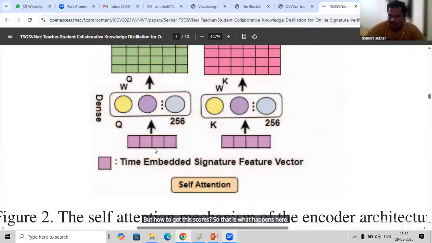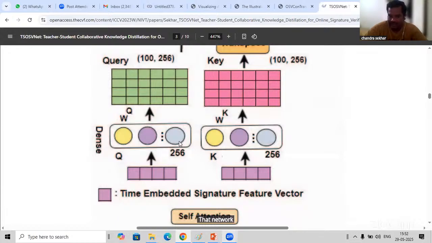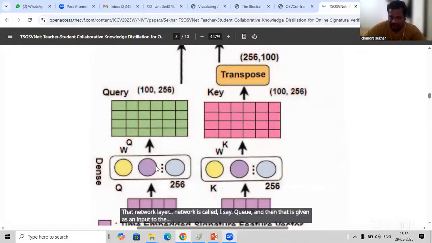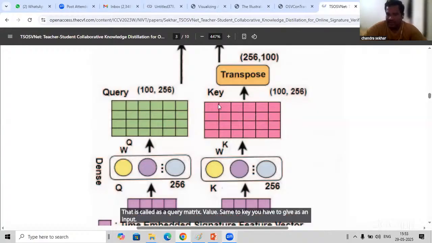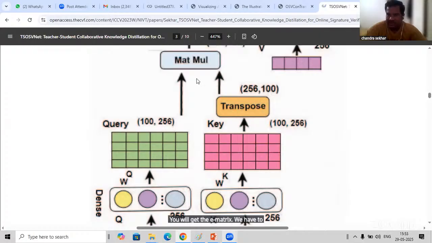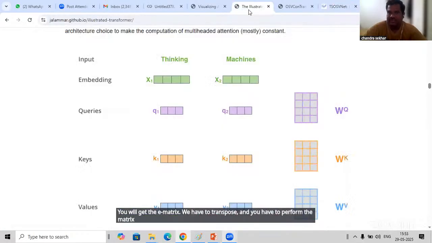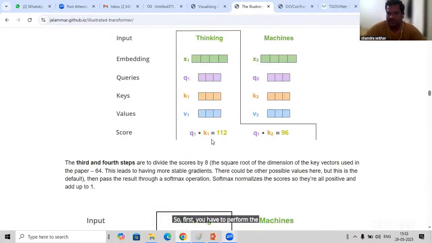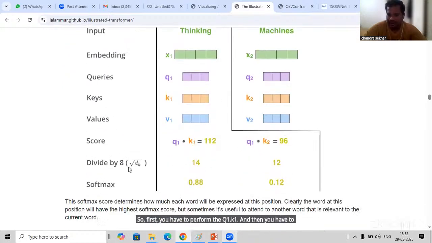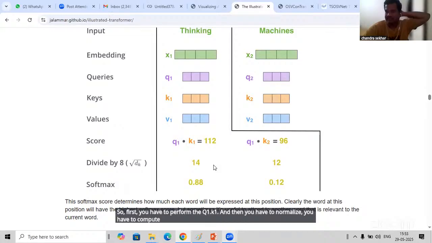So the input, you have to map it to one, give as input to the network layer. That network is called Q, and if you give it to this network, it will give you the output. That is called the query matrix value. Same for key, you give it as an input, you will get the key matrix. You have to transpose and perform the matrix multiplication. Same algorithm here. So first you perform Q1 dot K1, and then you have to normalize. You have to compute the softmax.